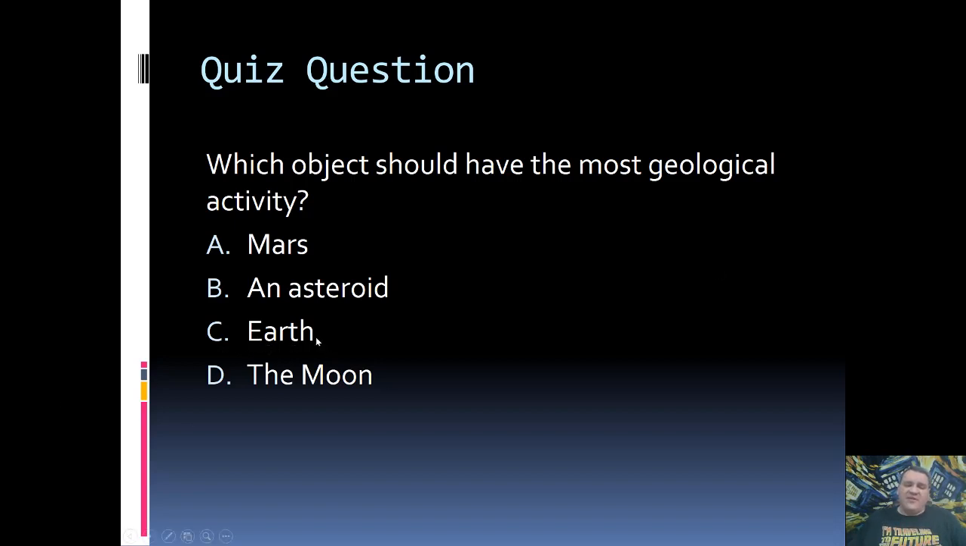Earth is the largest of all of these objects, and therefore it has retained the most heat for the longest time, and we see that the Earth is still geologically active. So we'd expect Earth to be the most geologically active. The correct answer is C.